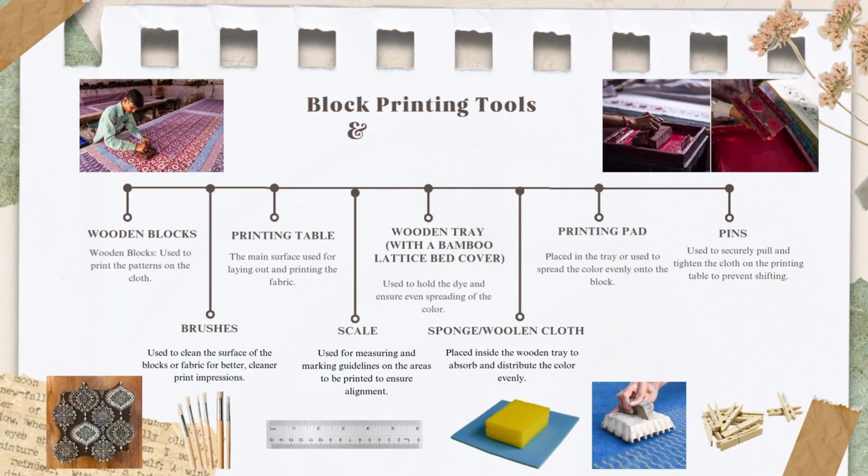Tools and equipment. To print, we need the right tools. We use wooden blocks for stamping, a sturdy printing table, a wooden tray with a bamboo lattice to hold the dye, and the printing pad to spread the color evenly. Pins hold the fabric tight, while scales keep our lines perfectly straight. These are the tools and equipment.